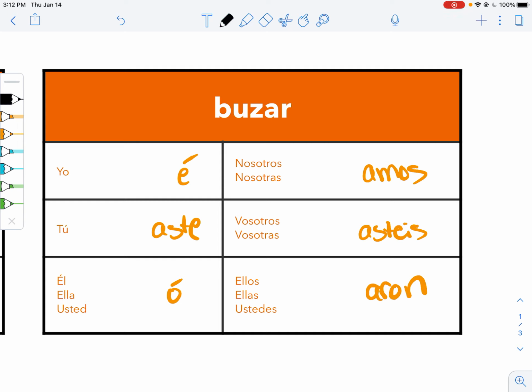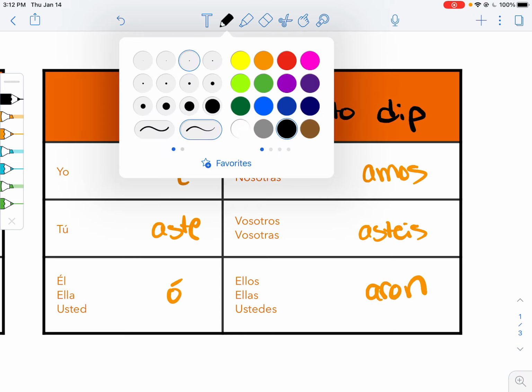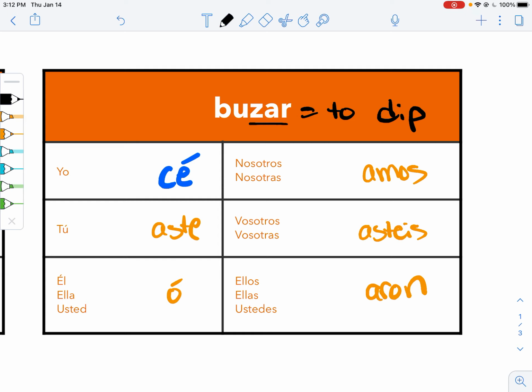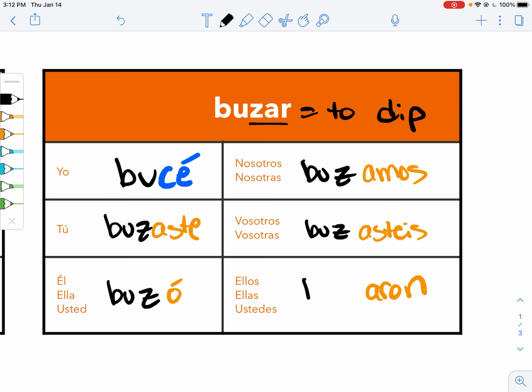But since we have a ZAR verb in buzar, which means to dip, that ZAR is not going to be a ZE, rather that transforms into a C, E with an accent. And to fill out the rest of our verbs, we have buceaste, buceó, bucemos, bucesteis, and bucearon.